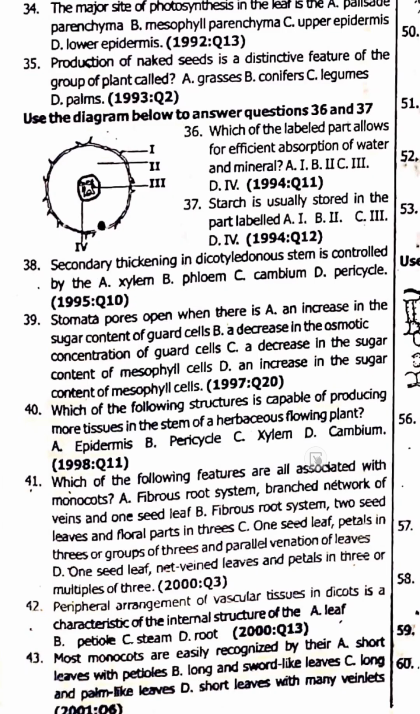41. Which of the following features are all associated with the monocot? Fibrous roots. How can it be branched network of veins? These people, be careful with me. 41 is option C. One seed leaf, petals in 3 or groups of 3, parallel venation. Their leaf, they call it parallel venation. It's like a sword. You have not seen the leaf of corn? If you cut them, children fight with them like swords.